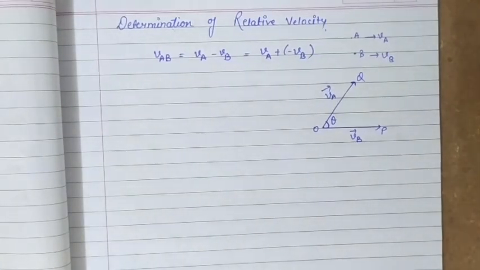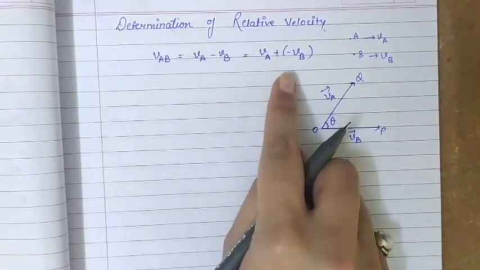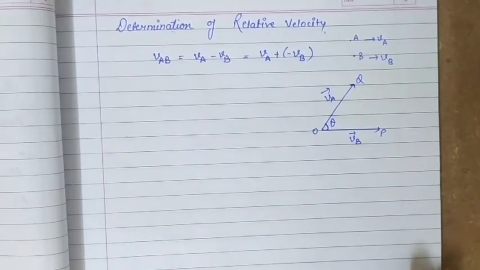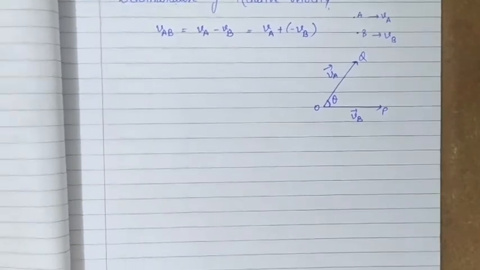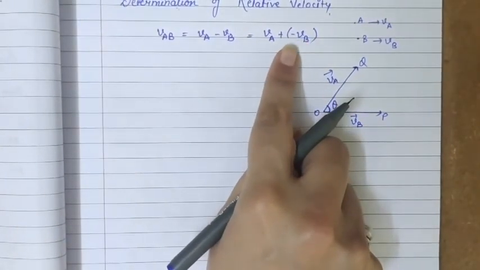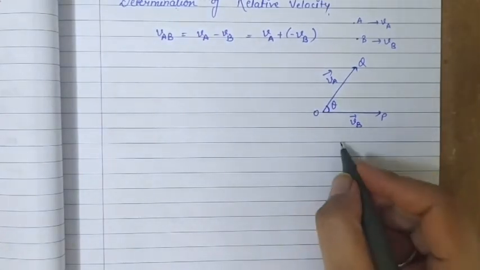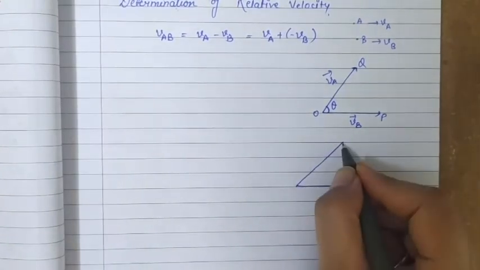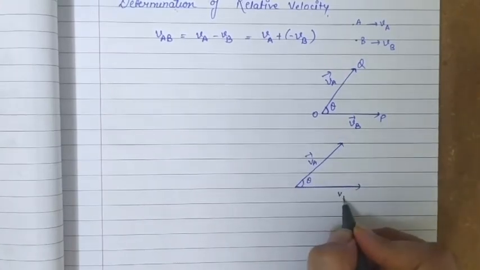Then in this particular case, we can also apply this same law to find the relative velocity. In this diagram we are going to modify it, as to apply this law we need minus VB. So minus VB will be in a direction opposite to OP. OQ is the same, this is VA vector, this is angle theta, and this is VB vector.